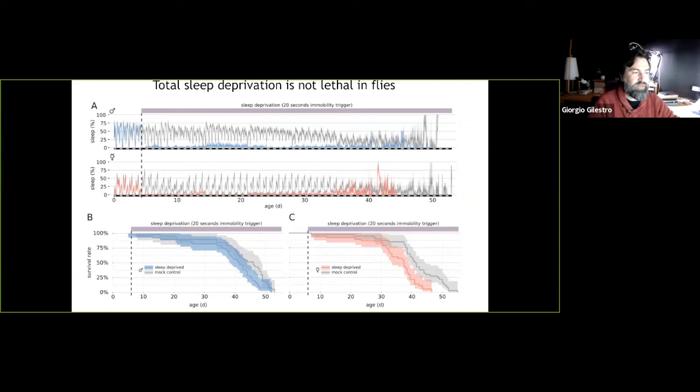In general, we also have mutants like the fumin mutant, which is a mutant where sleep is reduced almost completely. These flies have only 1 or 2% of the normal sleep they normally get, and they just live as long as normal. So it's always been very difficult to find any correlate between sleep length and longevity.